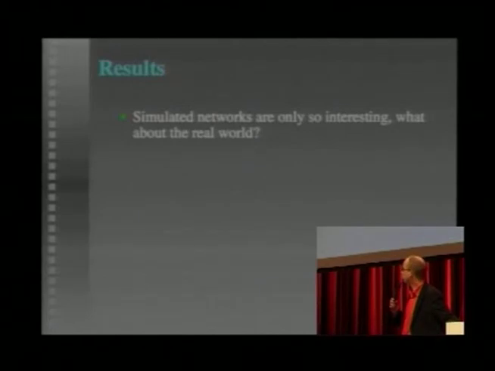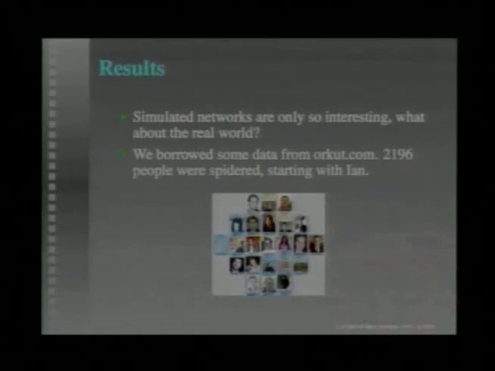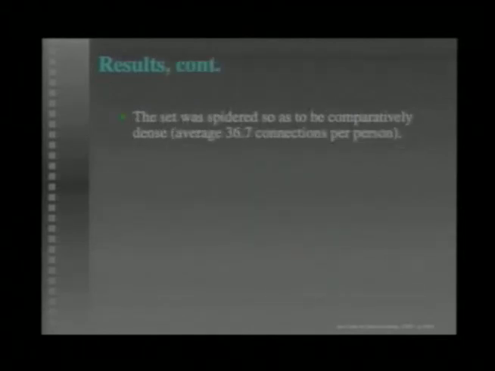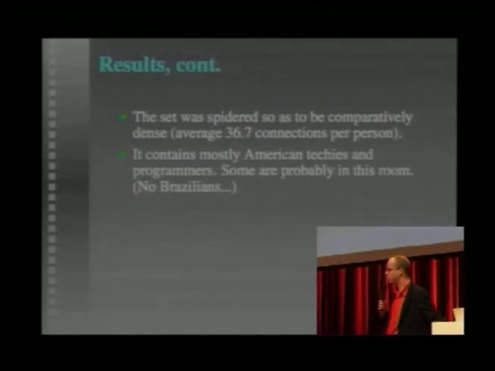The first bit of data that we used this on was data we borrowed from Orkut.com, which is Google's social networking thing. Starting from in here, we took out about 2,196 names and, yeah, broke our EULAs. The people in the set had about 36 friends each, so it's rather dense. And as it turned out, because we started with Ian, it tended to stay around the techies, so mostly Americans, but some Europeans.